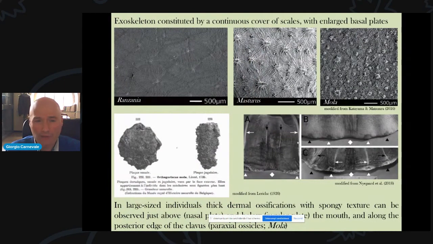However, this reduction of the skeletal tissues is counterbalanced by the development of a robust exoskeleton, which is constituted by a continuous cover of scales with enlarged basal plates, which at least in the genus Ranzania formed a solid carapace. In any case, in large size individuals, there are additional dermal ossifications that appear, characterized by a spongy texture, that can be observed primarily just above and below the mouth, forming the so-called nasal and jugular plates, respectively, and along the posterior edge of the clavus, forming the so-called paraxial ossicles.